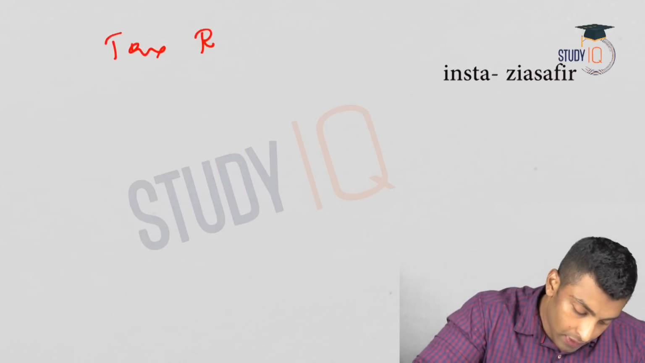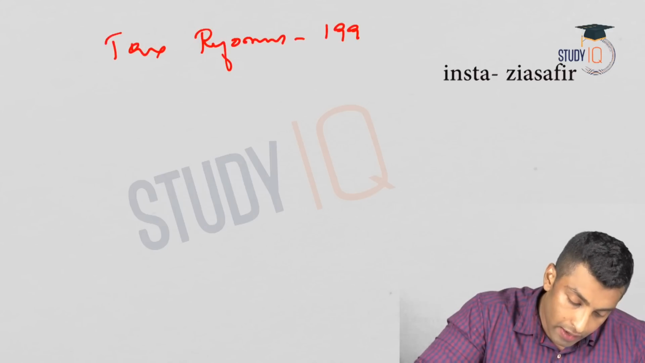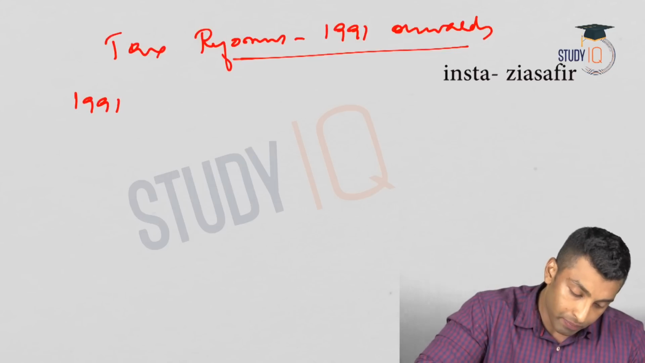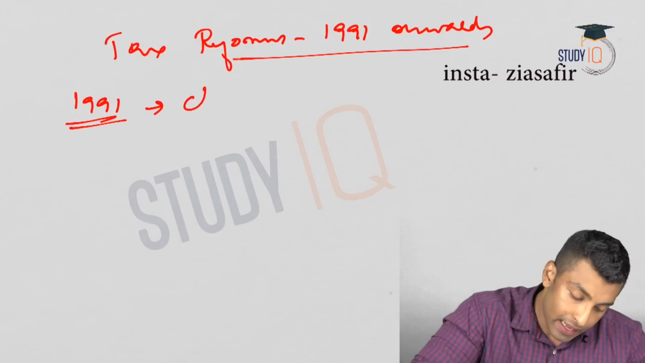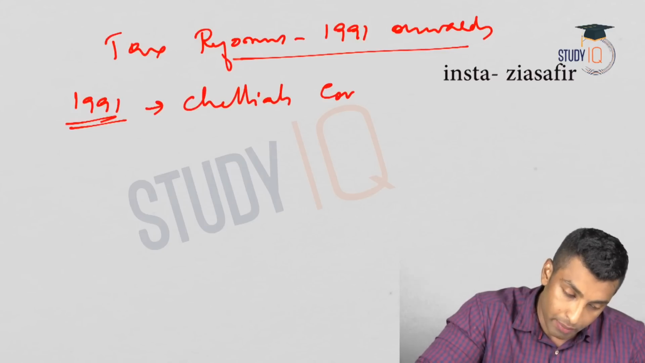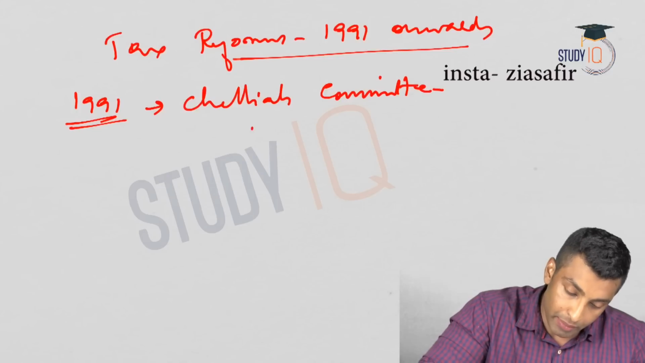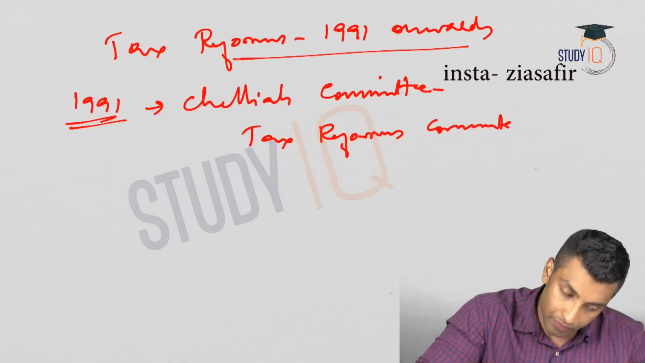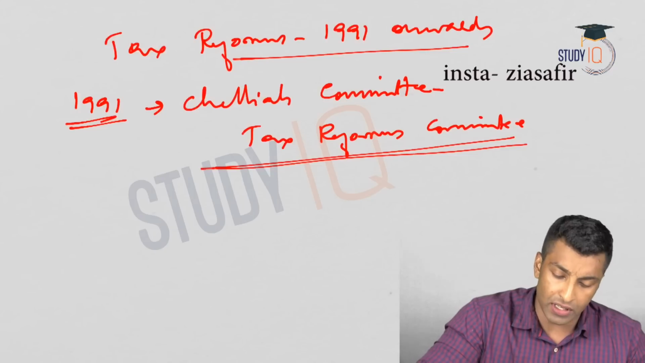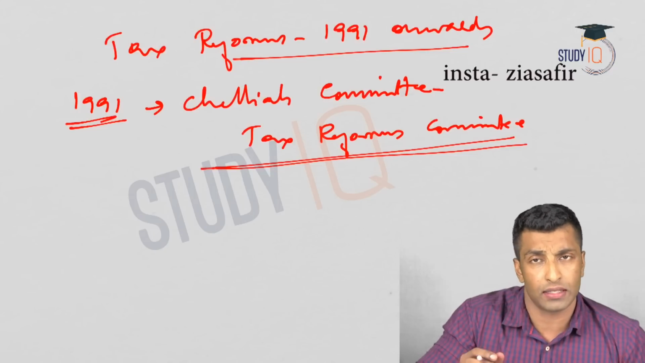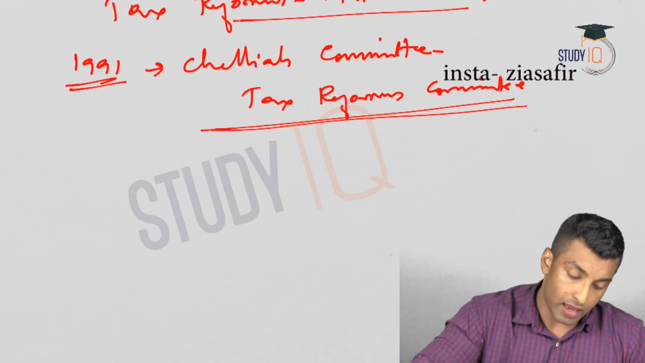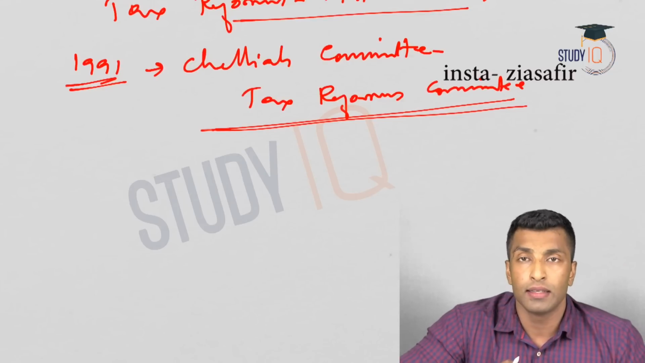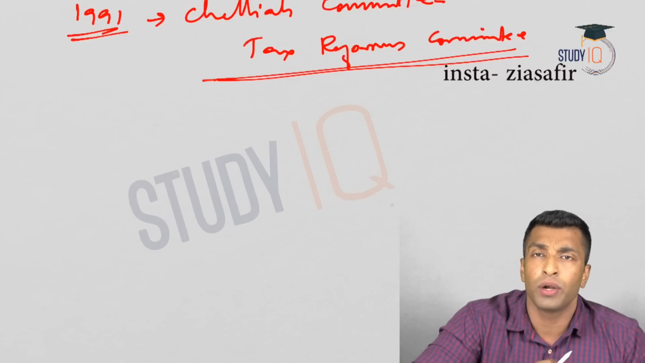So, tax reforms 1991 onwards. In 1991 there was a committee, as I have already told you, the Chelaiah committee or tax reforms committee. Most of the recommendations of this committee were accepted, so this committee is very important for us, just like Narasimham committee 1, that we discussed before when we discussed banking, one of the most important committees related to the banking setup. So here let's quickly look into those recommendations.